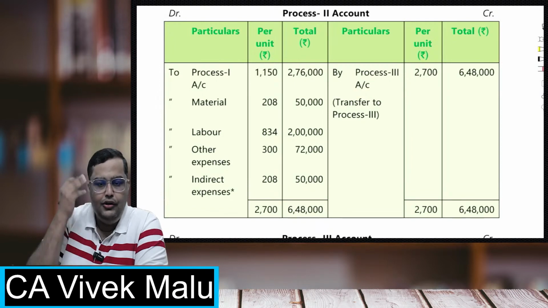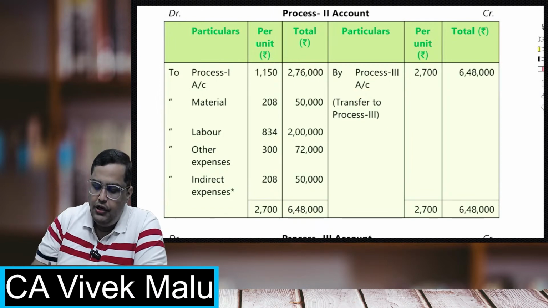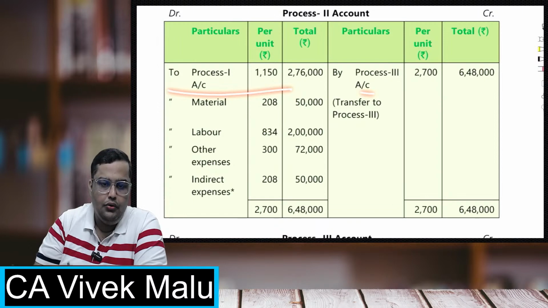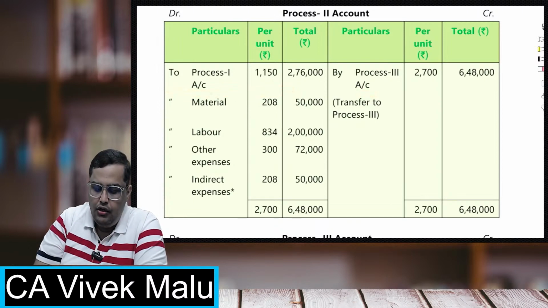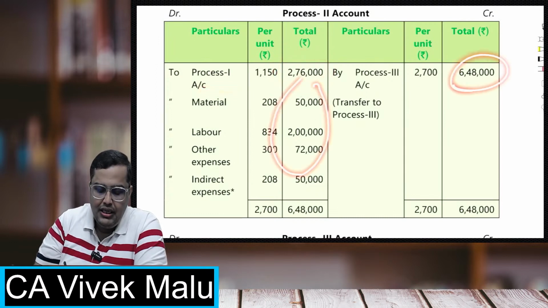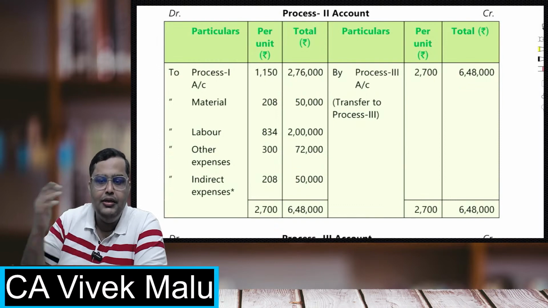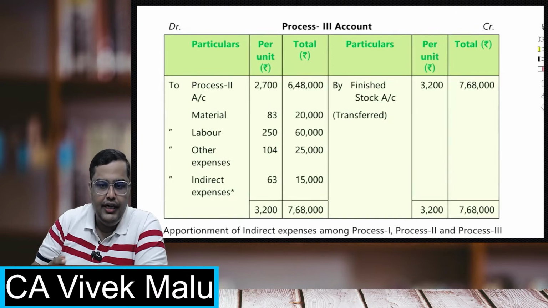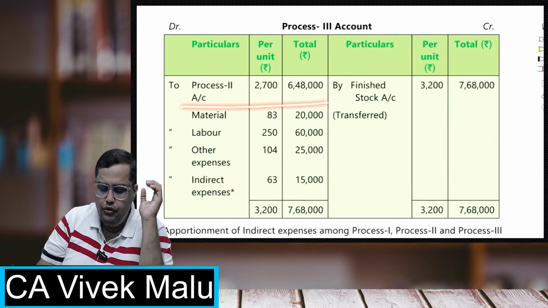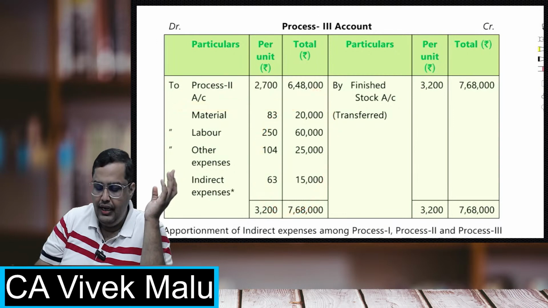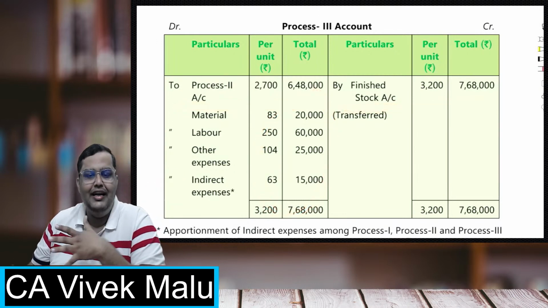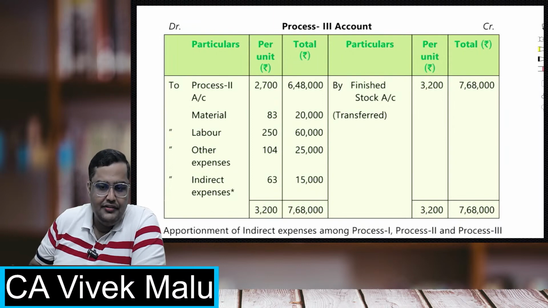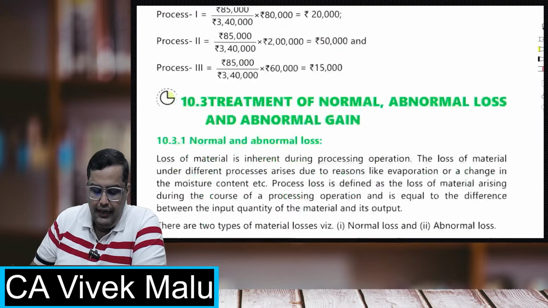And in process 3, I need not even say what will happen. You will write to process 2 account, right? So from process 2 we receive some amount, and obviously we'll add some material, labor, expenses and everything, and that will be transferred to the finished goods control account. See this, this is the process 3 account. So to process 2, we have added material, labor and expenses, and then it's transferred to the finished stock. Obviously, such easy questions will never come in your exams. This is very, very easy, in fact.